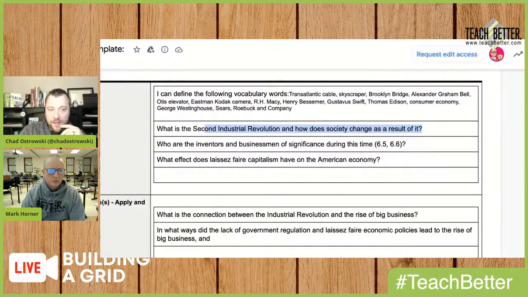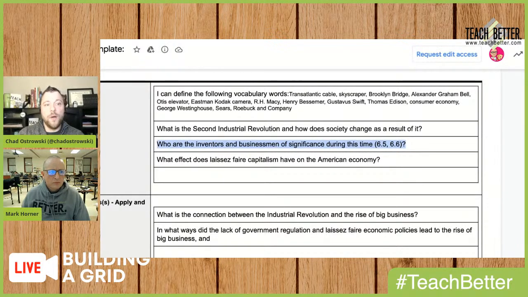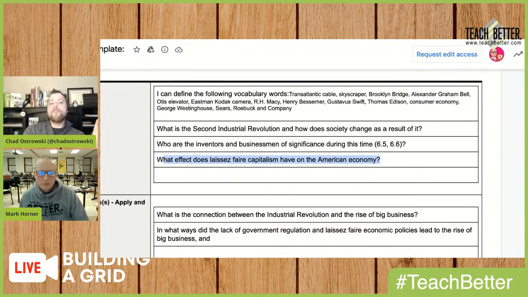What is the second industrial revolution and how has society changed as a result? Those are simple call and response types of answers that most social studies teachers would want their students to be able to do. Who are the inventors and businessmen? Once again, who are these people? Just know who they are. And what effect does laissez-faire capitalism have on the American economy? I might be able to argue that this should be in your second level and not your first level, but if the context is there, I could give you some leeway, if that's fair.